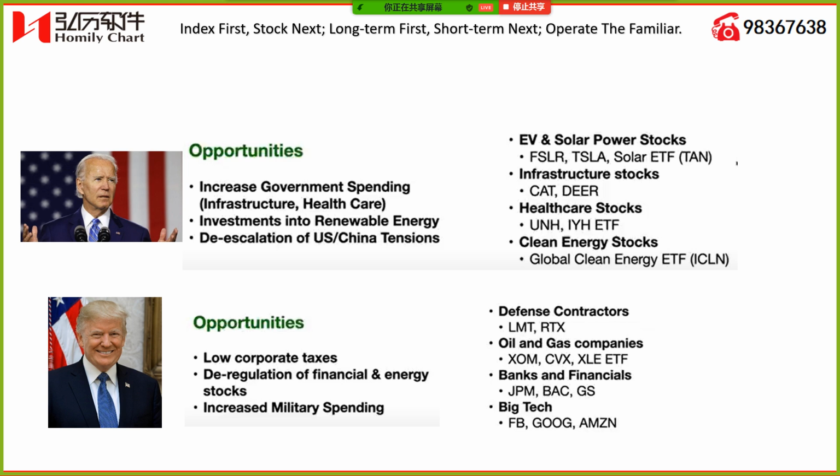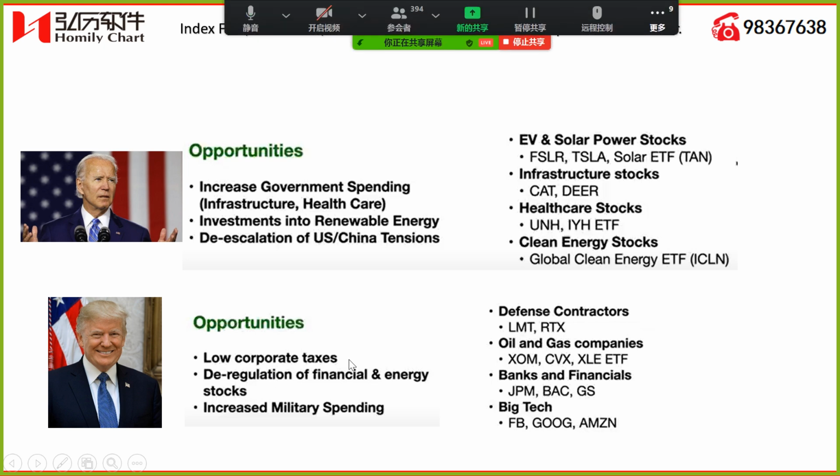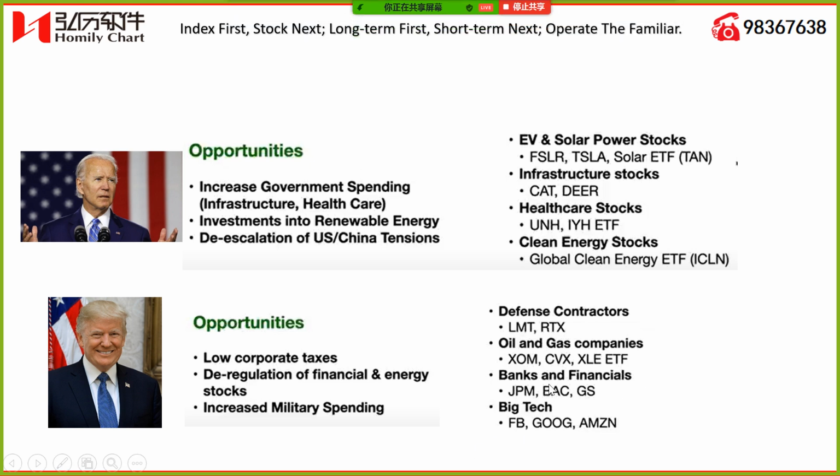Okay, so another way is the opposite one. If Trump wins, okay, there will be lower corporate tax, so big tech companies will continue to benefit, like Facebook, Google, Amazon, right? And the banks like JP Morgan and some other companies, and oil. Okay, it will also increase military spending, so defense contractors, okay, also got some examples here. So I think maybe you have already learned a lot from websites or some news. You get this based on different people's different strategies.